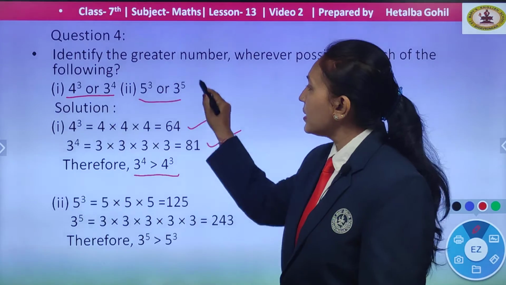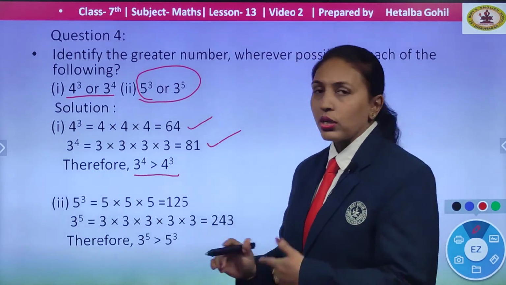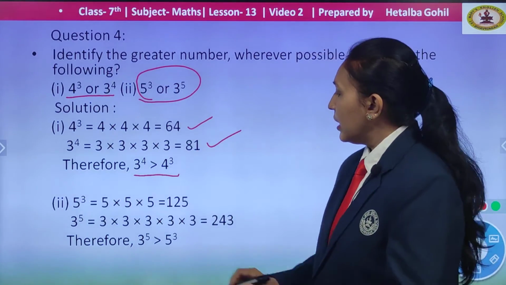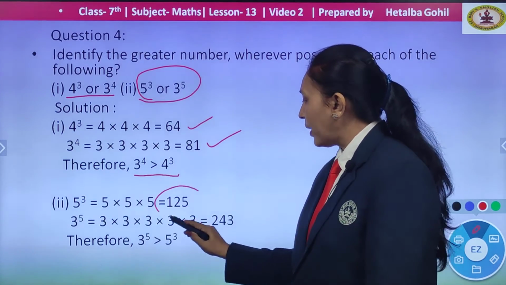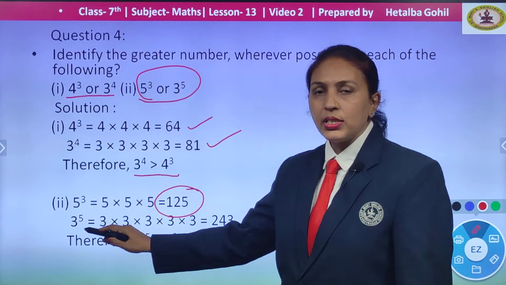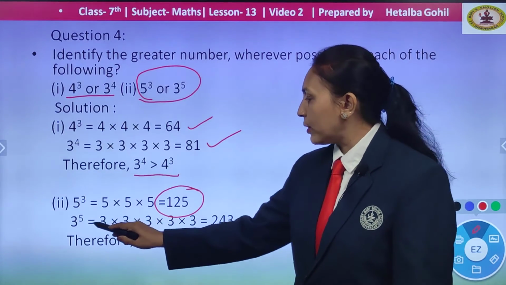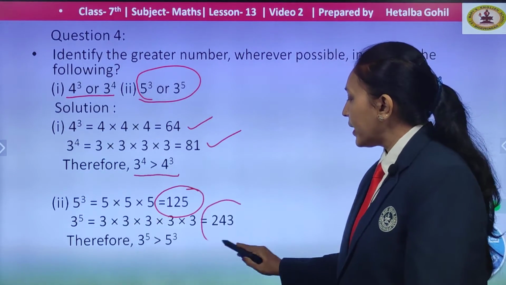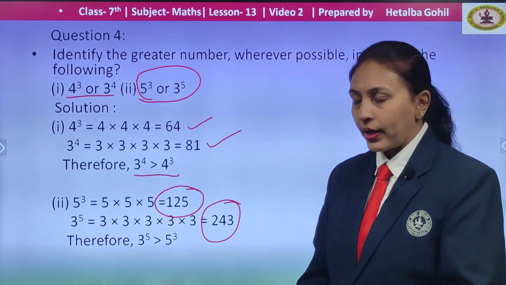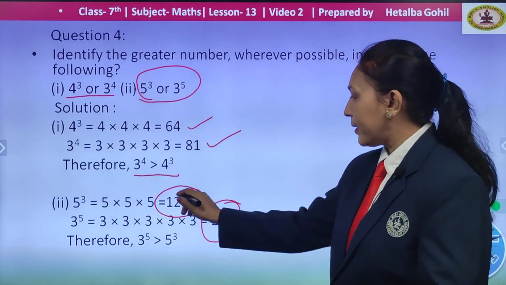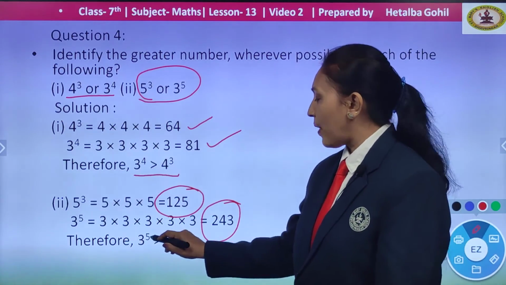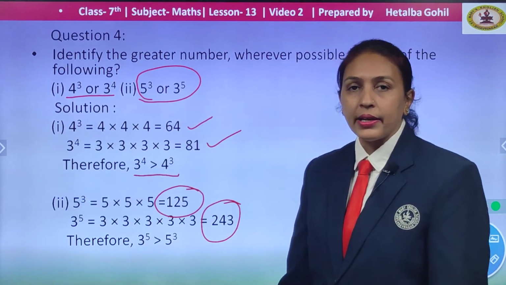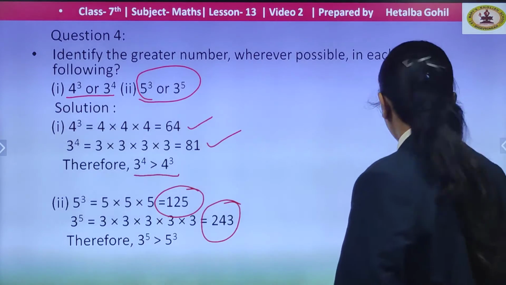Similarly, the second one we have to answer here, 5 raised to 3 or 3 raised to 5 here. 5 raised to 3 is 5 into 5 into 5, that is 125. 3 raised to 5, when you multiply 3 for the 5 times, children, you will get 243 as your product. That means 243 greater than 125, which means here 3 raised to 5 is greater than 5 raised to 3 over here.